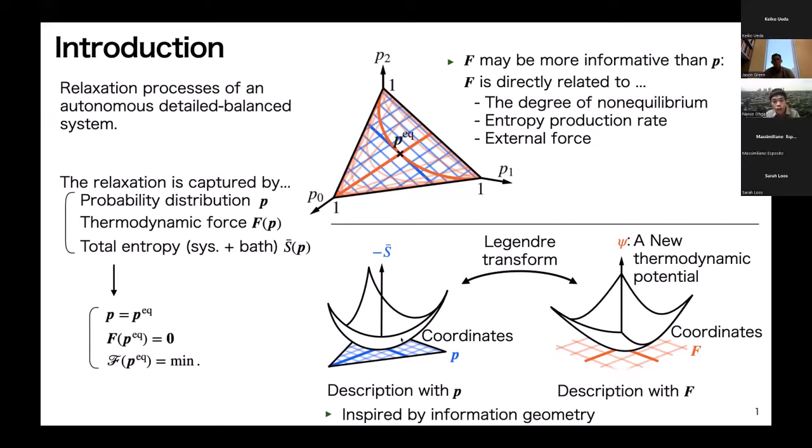So it connects to a description of a relaxation trajectory. The left one is the conventional description, which uses P to describe the process. It uses P as a coordinate and uses total entropy to describe the thermodynamic properties. So through the Legendre transform, we introduce a new description which uses thermodynamic forces to specify distribution and a new thermodynamic potential function to describe the relaxation trajectory. This construction is inspired by a similar structure in information geometry.